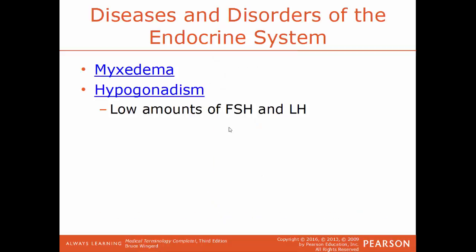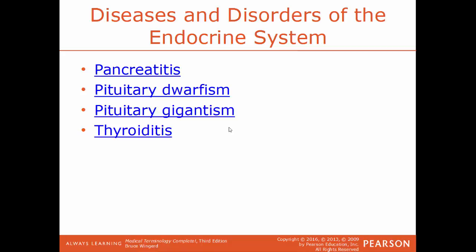This is our next condition, myxedema. This is a swelling of the skin that gives the skin a very waxy appearance. And this is caused by an underactive thyroid gland. So this is a symptom of hypothyroidism. And the next term here, hypogonadism. This is the abnormally low production of hormones produced by the gonads, FSH and LH for example, but this applies to any hormone made by the gonads. Pancreatitis is the inflammation of the pancreas.